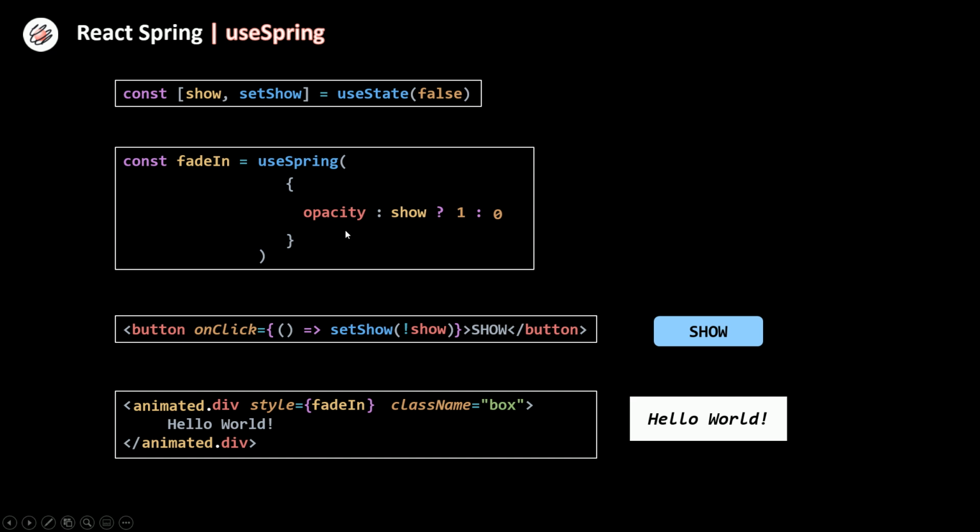So this object here also takes in some other properties, not just to and from. You can use config, so to play with the duration or friction, etc. We're gonna see that when we actually code this. Now let's go and talk about the useTransition.